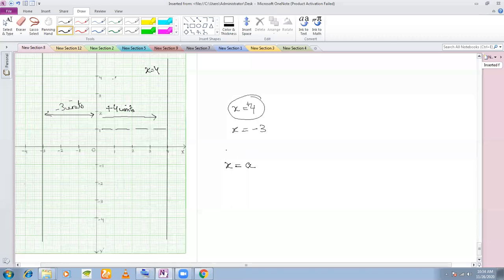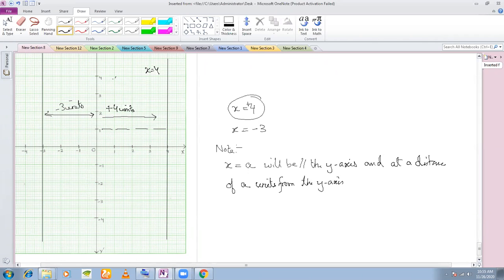So please note, any straight line x is equal to a will be parallel to the y-axis and at a distance of a units. Now depending on the sign of a, you will move in whatever direction, a units from the y-axis. So if x is equal to plus 4, you will move in the positive direction and draw a line that is parallel to the y-axis. If x is equal to minus 3, then you will move 3 units in the negative direction and draw a line parallel to the y-axis.